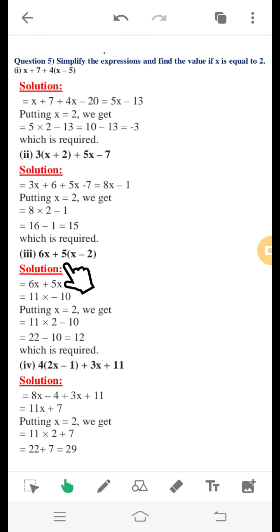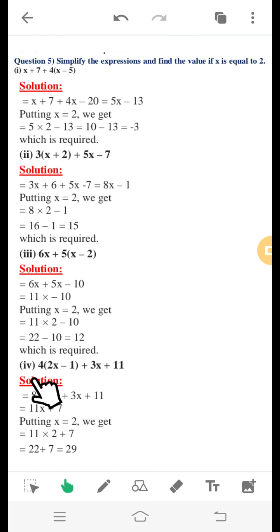Third one, 6x plus 5 into bracket x minus 2. First simplify this bracket. 6x plus 5 multiplied by x is 5x. 5 2s are 10, so it's minus 10. 6x plus 5x is equal to 11x minus 10. Putting x equal to 2, we get 11 multiplied by 2 minus 10. 11 2s are 22, minus 10 is equal to 12.